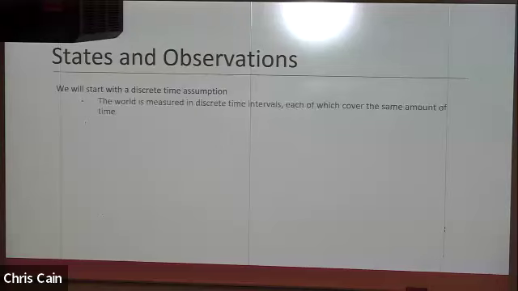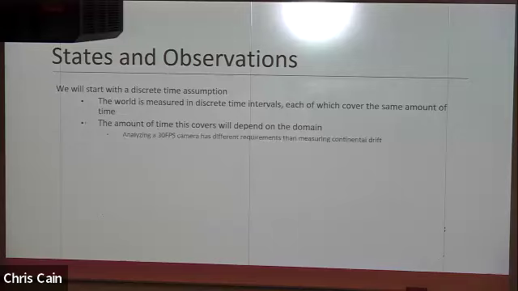So if the world is in discrete time intervals, then each of those time intervals counts the same amount of time. This could be an observation based on a period between a discrete time chunk of a second or a discrete time chunk of a minute. The measurements would be lumped together in each of those discrete time intervals. And the amount of time depends on the domain. This is generally important because different problems rely on different time measurements.